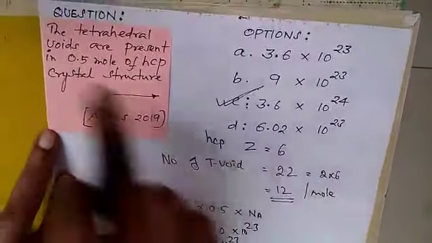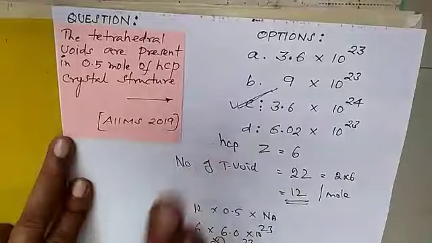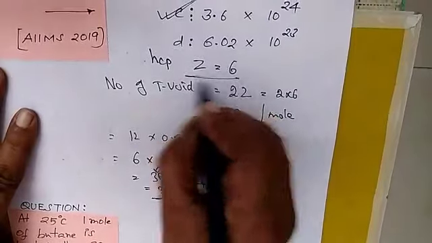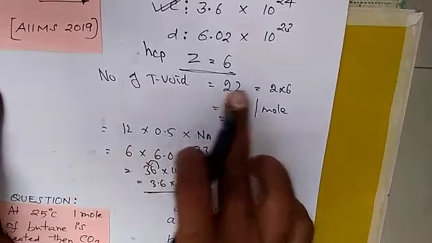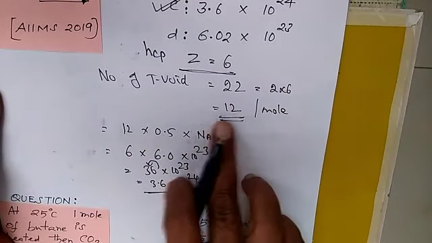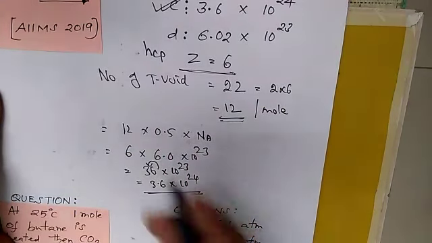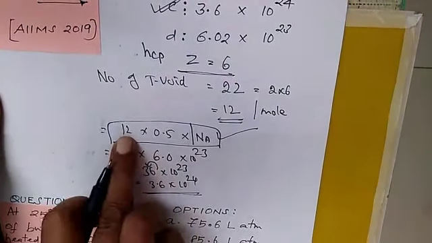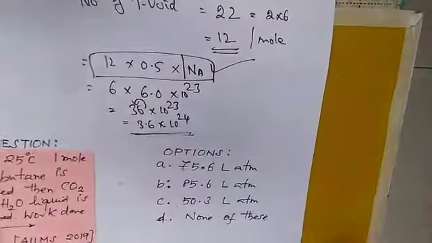Now what is the question? Tetrahedral voids are present in 0.5 mole of HCP crystal structure. So what is our knowledge? We know only that for HCP the number of packing atoms is equal to 6 per unit cell. What is the number of tetrahedral voids? 2 into Z. Based on that, what is 12? So this is 12 per mole. Understood? 1 mole contains Avogadro number. So the very important point is this Avogadro number. So this is for 1 mole. This is for 0.5 mole into Avogadro number. You are getting the answer.